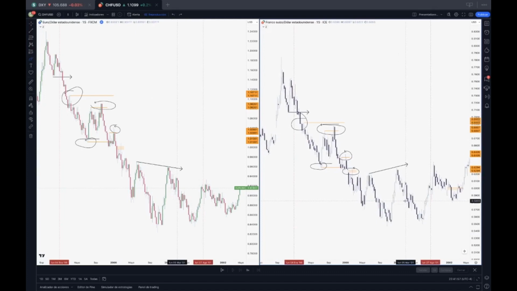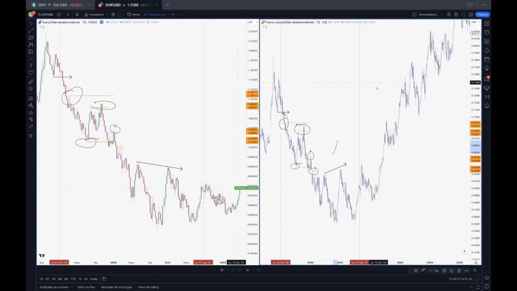As we can see right before the move, the correlation stopped being that positive. Right here we have a liquidity void that didn't take place at all on the EUR/USD, and after this kind of divergence, the bullish move just went. So I just wanted to show you this as an example of what a positive correlation is exactly on the charts.